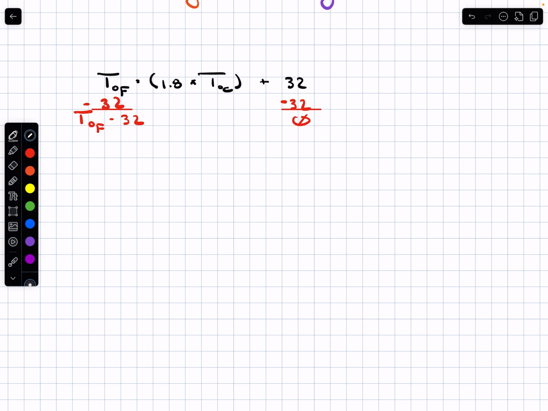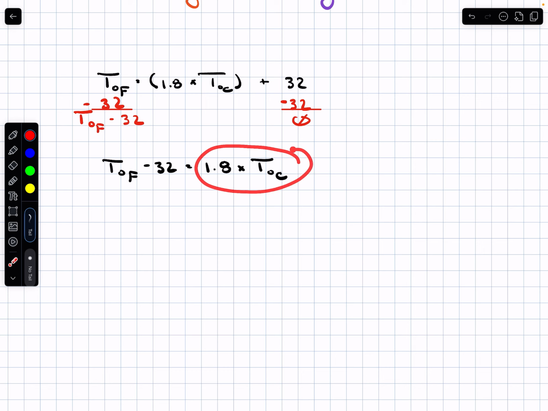So here's what we've got now. Temperature in degrees Fahrenheit minus 32 equals 1.8 times the temperature in degrees Celsius. So we've gotten this by itself, but we want to get rid of that 1.8. We don't want this anymore. We just want this by itself. Well, in order to do that, we have to do the opposite of multiplication. We have to divide both sides of this equation by 1.8. So let's go ahead and do that.